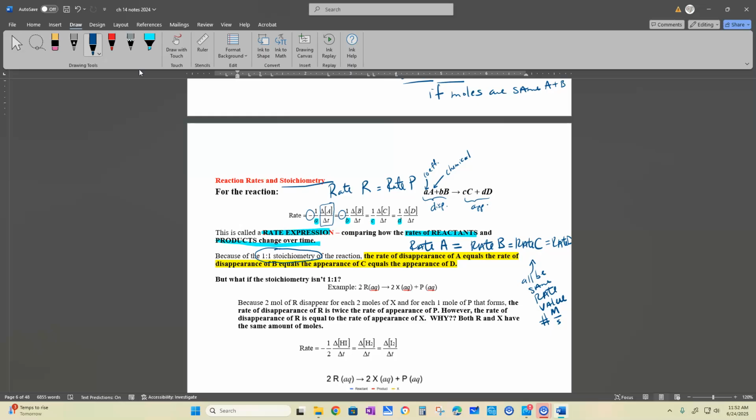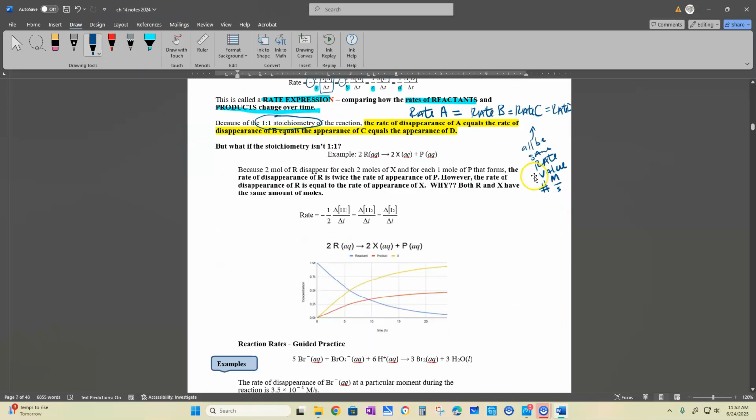But you know in chemistry, life isn't that nice. What if something isn't 1-to-1? So let's say we had this generic equation. My 2 reactants R produce 2 X and a P. So for every 2 R's that are disappearing, 2 moles of X and a mole of P form. Will the rates be the same? Well, because I have a 2-to-2-to-1 ratio, the rates won't be the same.